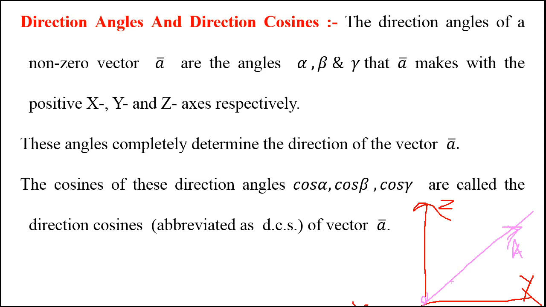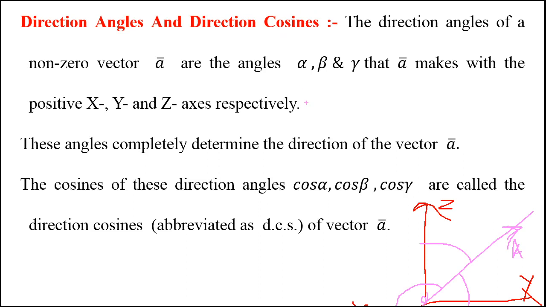Now I can ask question, what angle this vector OA makes with x-axis? What angle this vector makes with y-axis? Positive direction of x-axis, positive direction of y-axis. Angle made by this vector with positive direction of z-axis. These angles made by a vector with positive directions of coordinate axes, these angles are called direction angles.